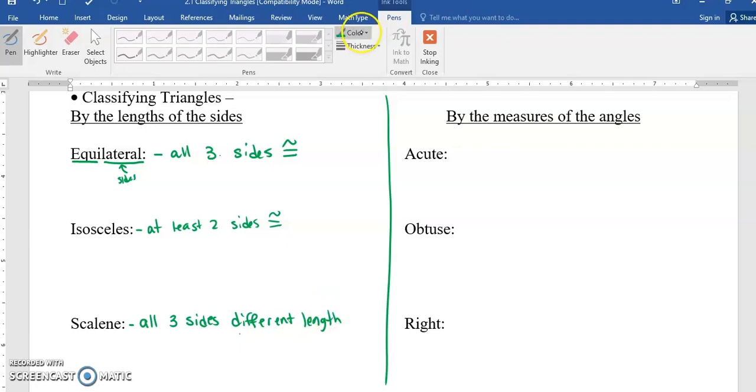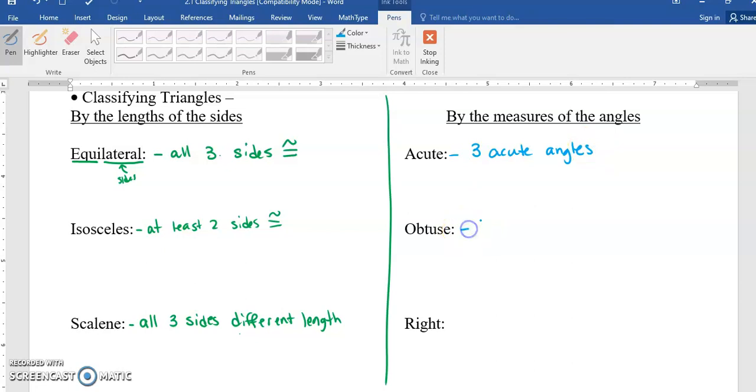Now we could also talk about triangles based on their angle measures, and we've talked about before where an acute angle is an angle less than 90, an obtuse angle is an angle greater than 90, a right angle is a 90-degree angle. In an acute triangle, all 3 angles are acute. So if all 3 angles are less than 90 degrees, it is an acute triangle.